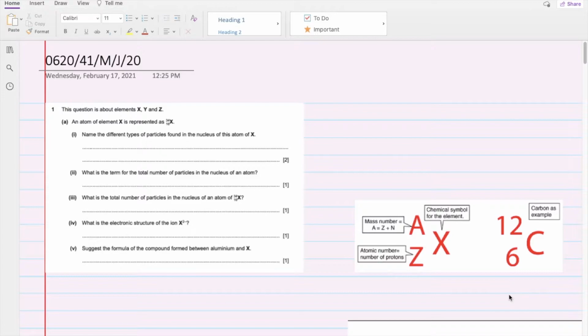So today we'll be solving this chemistry past paper. I'll be solving the first 3 questions in this video and then the other 3 in another video.